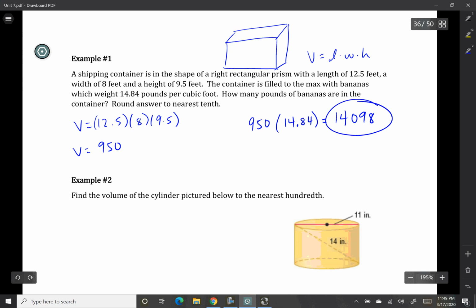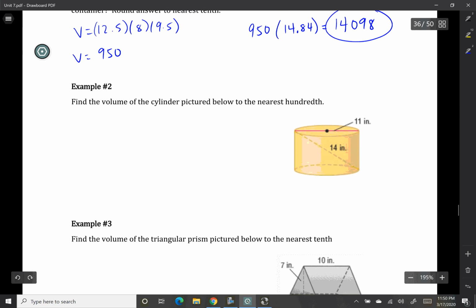Seems like a lot, but that's not. All right, let's go to these newer shapes that we have to find the volumes of, like example 2. Example 2 is a great volume question because it's asking you realistically to do two different things.